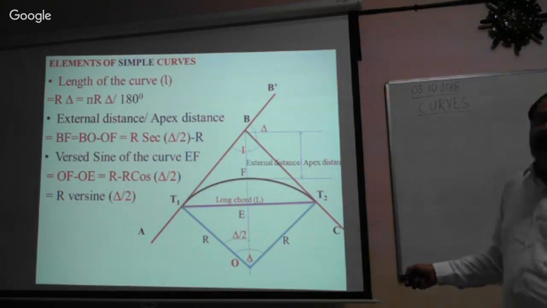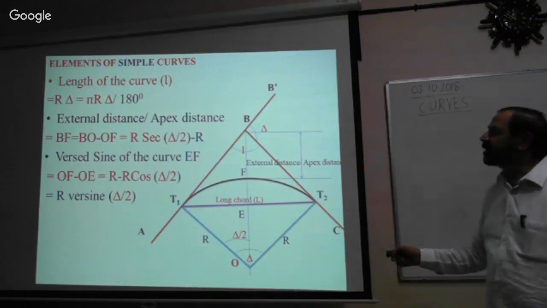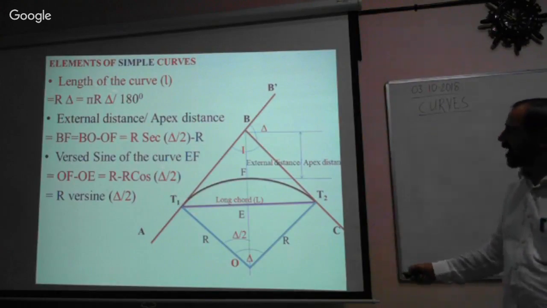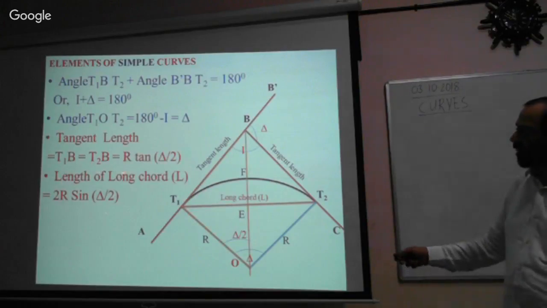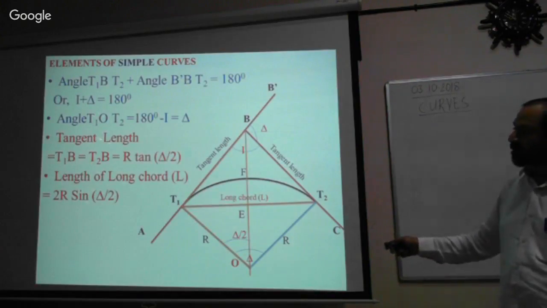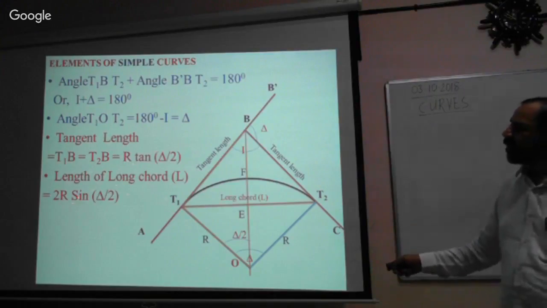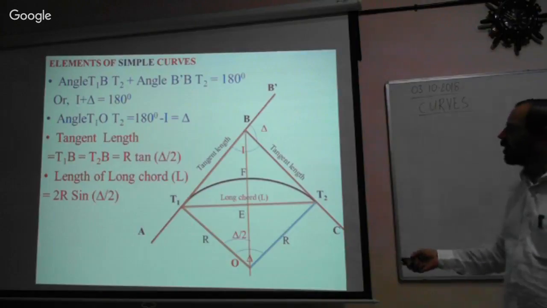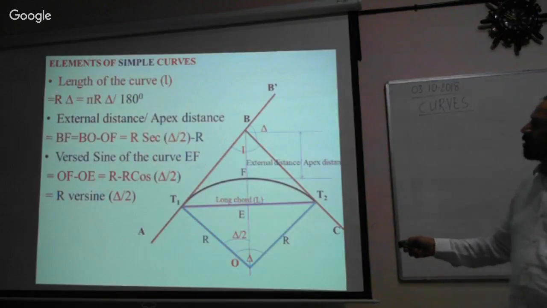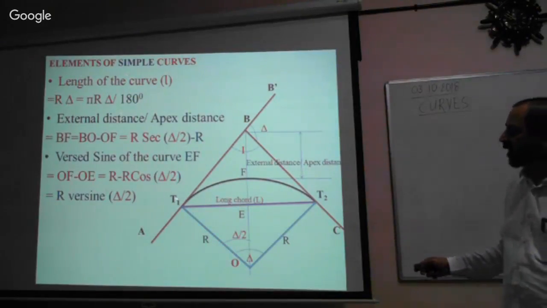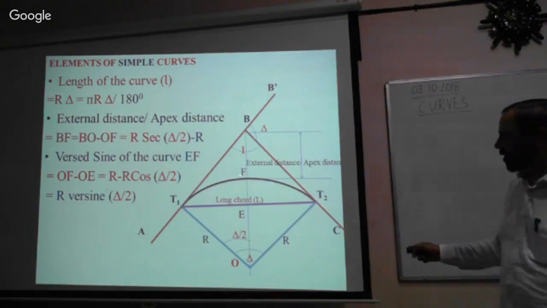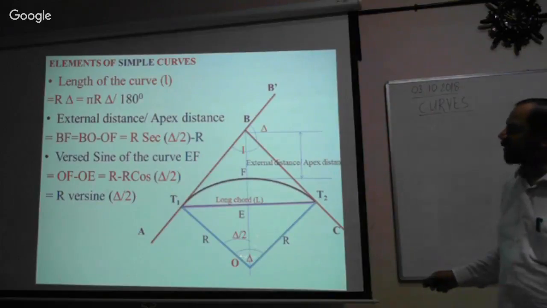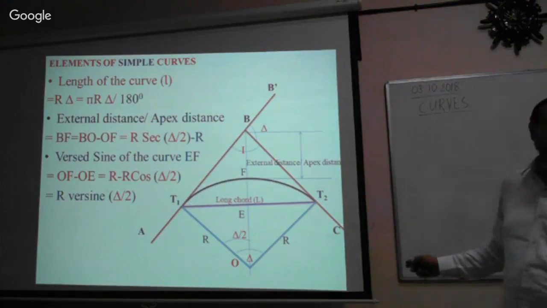Now let us calculate the length of the curve. The tangent length and the long chord we have already calculated. Now from here, see, this is the curve length. This curve is subtended by an angle delta.